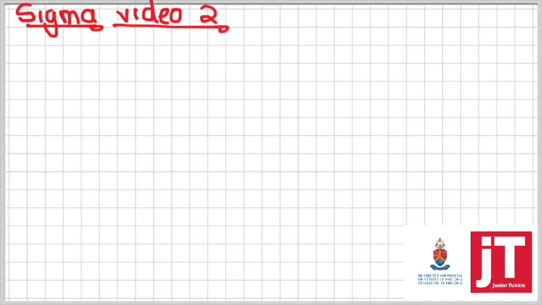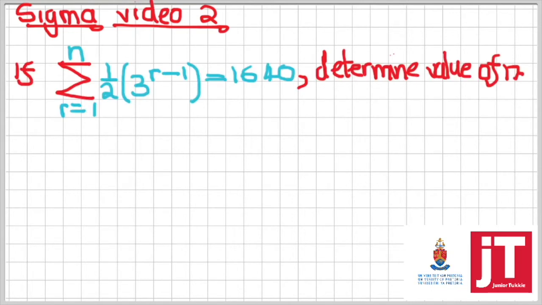In this video, you're looking at the second video under sigma notation, or just sigma. I strongly advise you to watch the first video as this will ensure that there is continuity. Without any waste of time, assuming that you did that, we go straight to the first question. You are required to find the value of n given that that expression is equivalent to 1640.